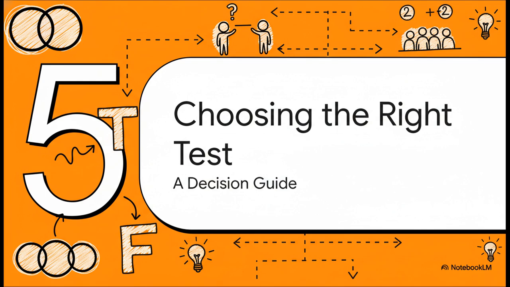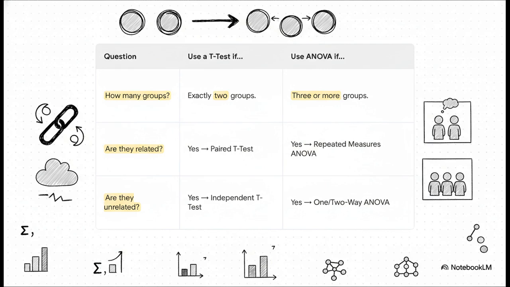Okay, so we've met the whole t-test family, and we've been introduced to the powerhouse that is ANOVA. The big question now is, how on earth do you know which one to use and when? Let's break it down into a really simple guide. This chart right here is your cheat sheet.